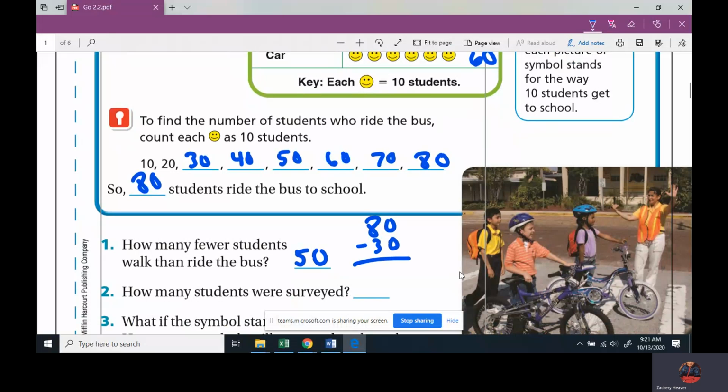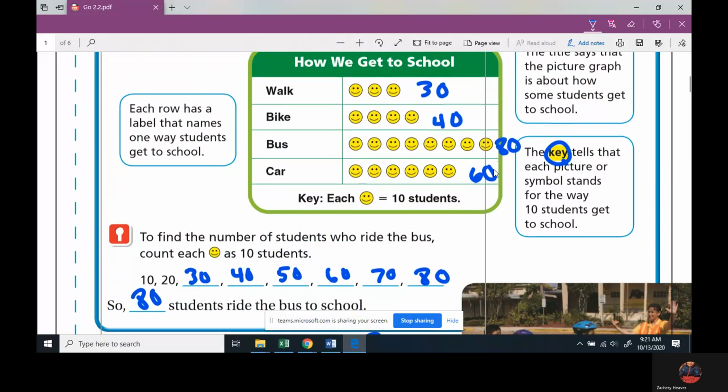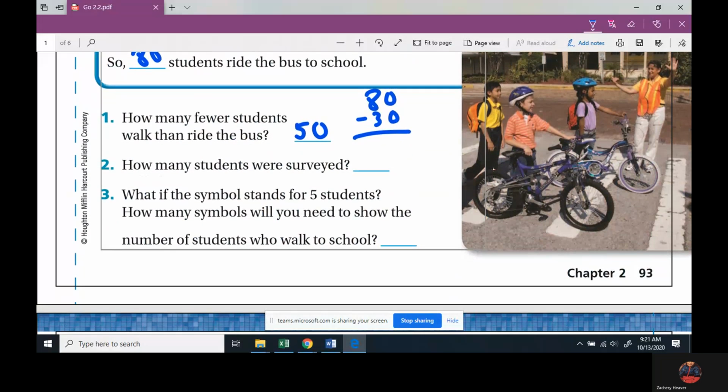Now, the next one says how many students were surveyed, which means how many students participated. We have to add these up. Let's see if we can do this with mental math, Willow. Let's add 60 plus 40. What does that equal? What's 100 plus 80 equal? What's 180 plus 30 equal? 210. Good. Great. 210.